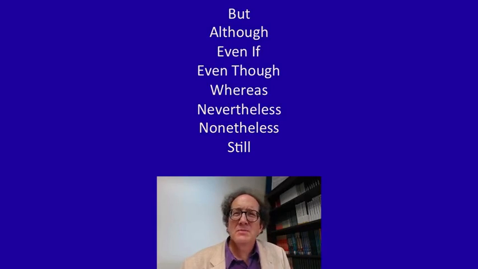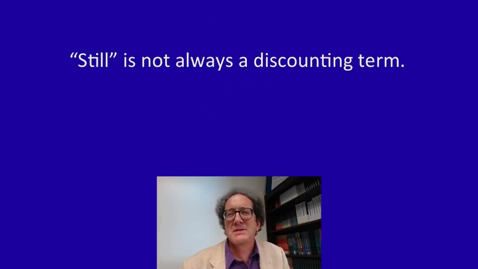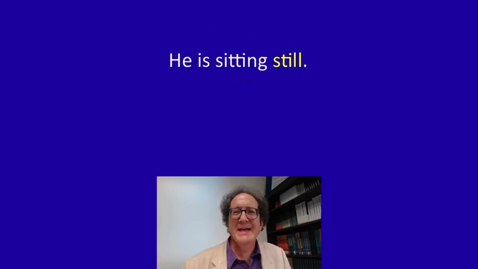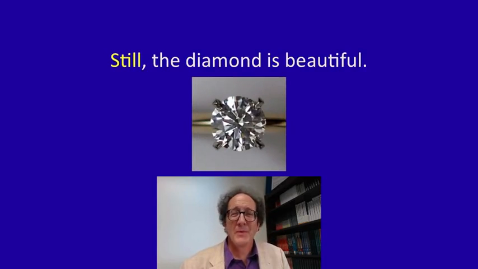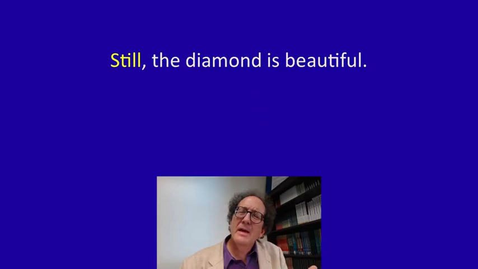And as with other words that we've been studying, like argument markers, for example, some of these words get used in other ways. So the word still isn't always a discounting term. When you say he's sitting still, you're not discounting an objection. It's when you use the word still at the beginning of the sentence. Still, the diamond is beautiful, or something like that. Then the word still is getting used as a discounting word.